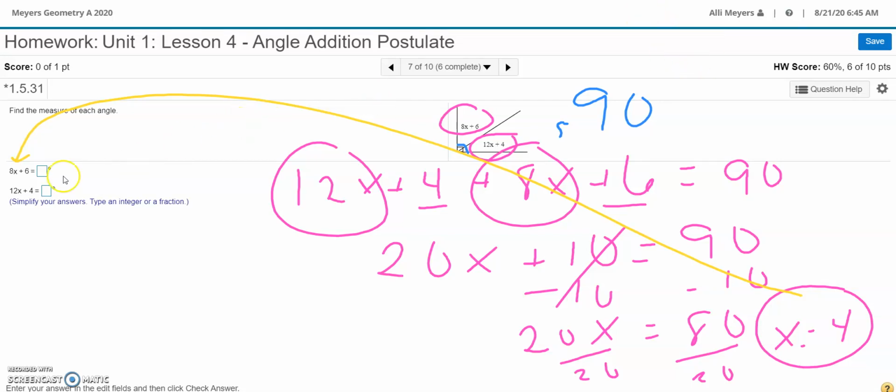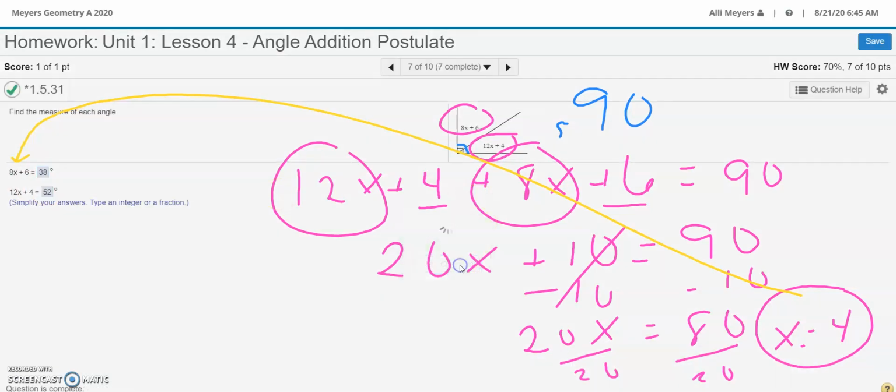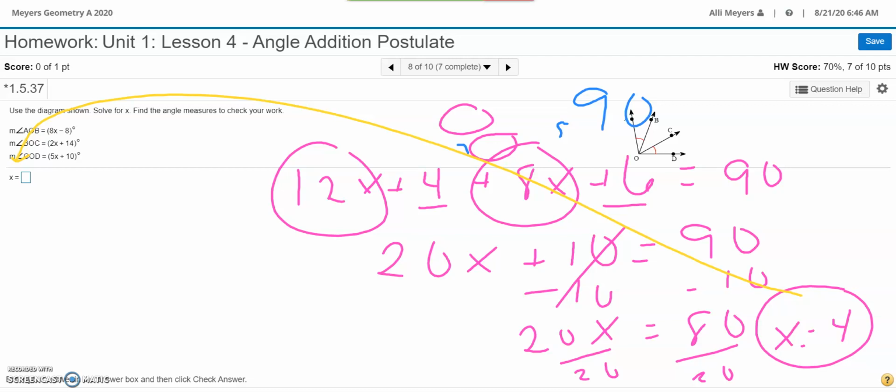So that's going to give me 38 for this first one. And then I would do the same thing. I would do 12 times my x value, which was 4, and add 4 to that, and I would get 52. And I'm moving on to question 8.